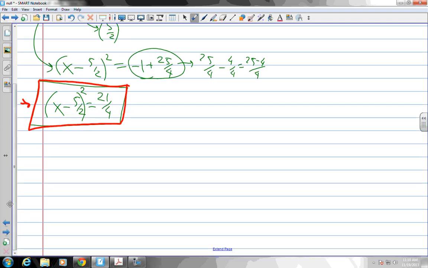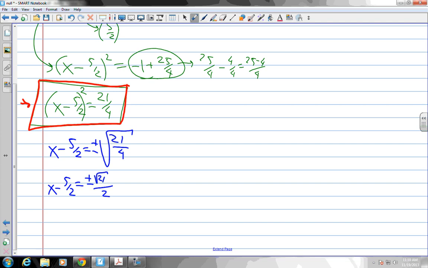So what do we do now? Square root both sides, because you still have to solve for x. So x minus 5 halves equals plus or minus the square root of 21 over 4. The square root of 21 is the square root of 21, but I can do the square root of 4. So it's plus or minus square root of 21 over 2. That's the other side.